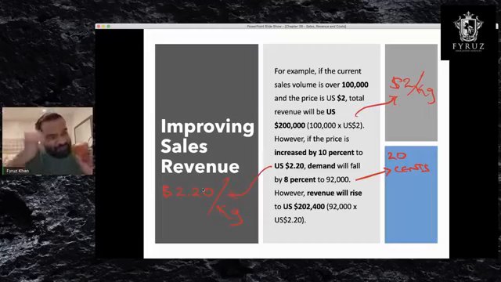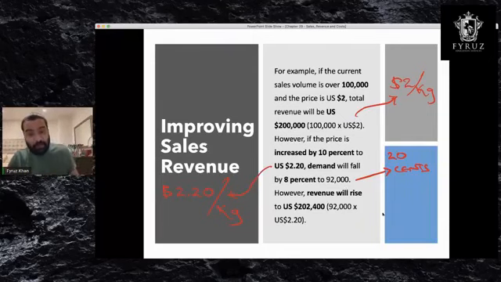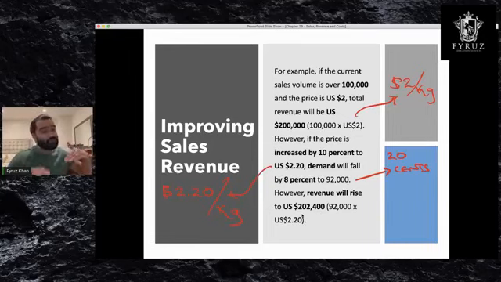Now, since you've increased the price, the demand will only decrease by 8%. 8% is not so much. So when it's decreasing, your sales will also decrease a little bit, or the number of people buying onions will decrease a little bit. But at the end of the day, your revenue will be more: $202,400. Before it was $200,000, but now it's $202,000. So demand will not be affected so much.